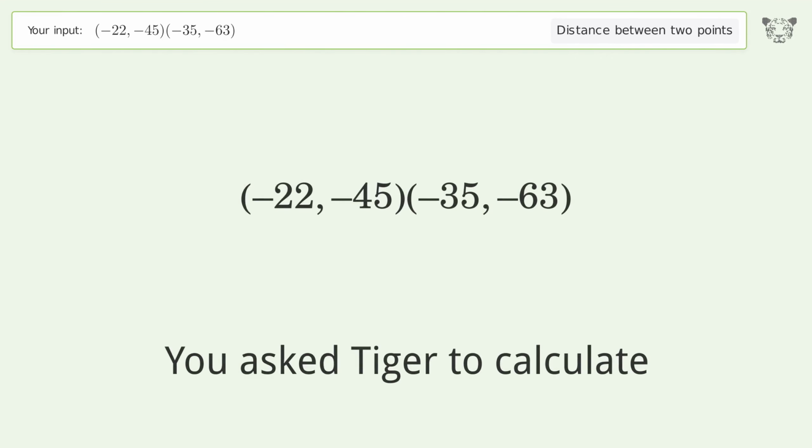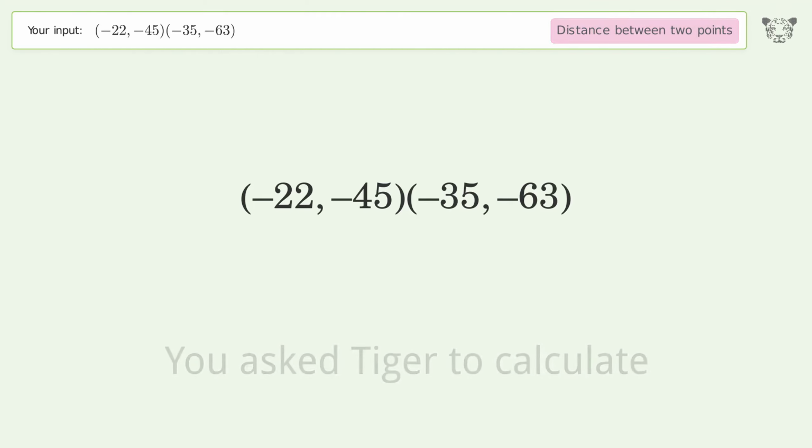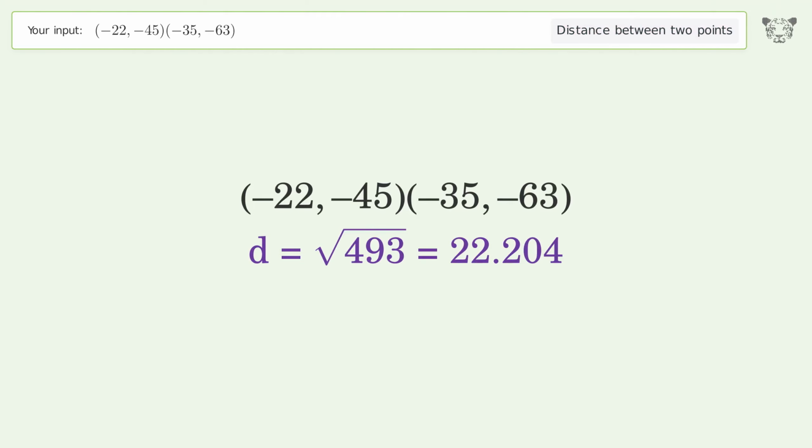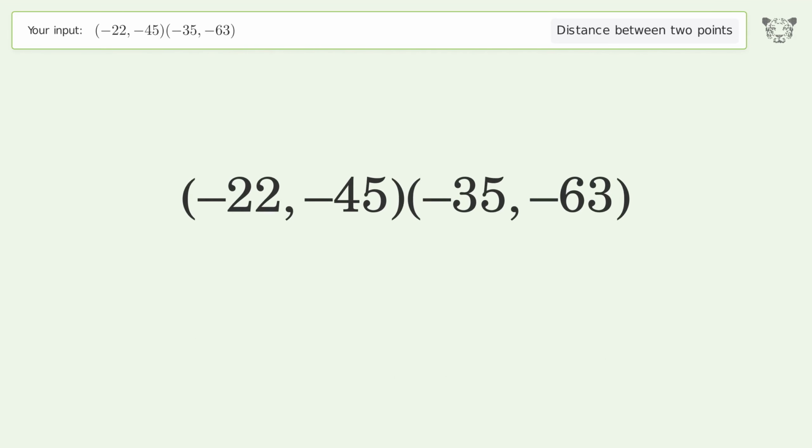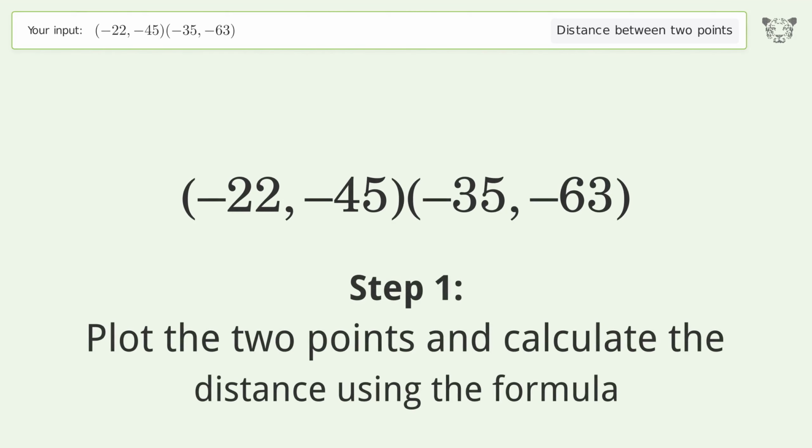You ask Tiger to calculate. This deals with the distance between 2 points. The distance between the 2 points is the square root of 493, or 22.204. Let's solve it step by step. Plot the 2 points and calculate the distance using the formula.